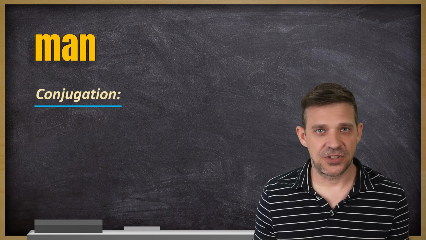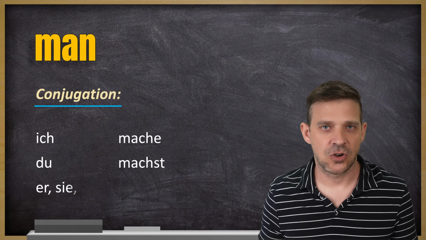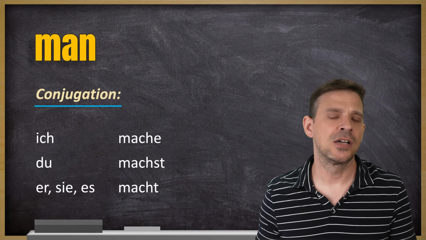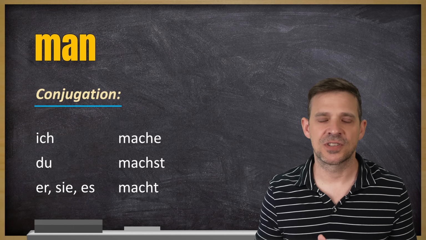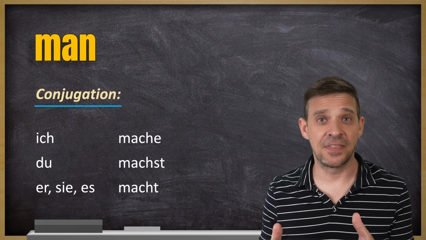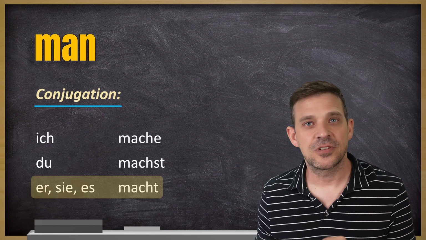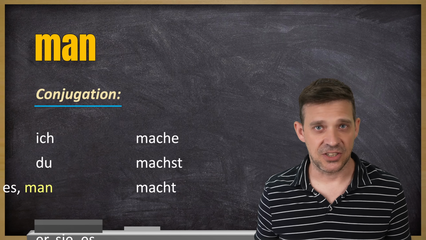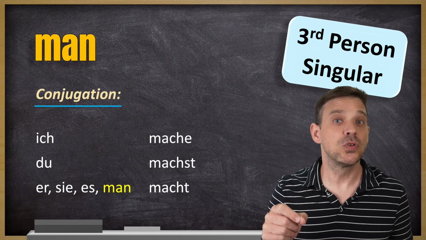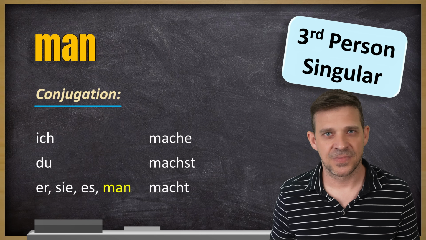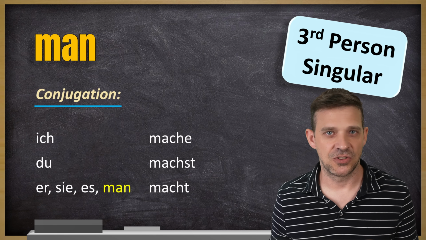Which brings me to the conjugation. We take a normal German regular verb like machen, conjugated in singular forms. Ich mache, du machst, er, sie, es macht. Nothing new so far. Now this Mann, where does it come in? It's exactly on the third person singular conjugation. So instead of er, sie, es, you could actually say it like this, er, sie, es plus Mann macht. Because Mann always takes the third person singular conjugation.